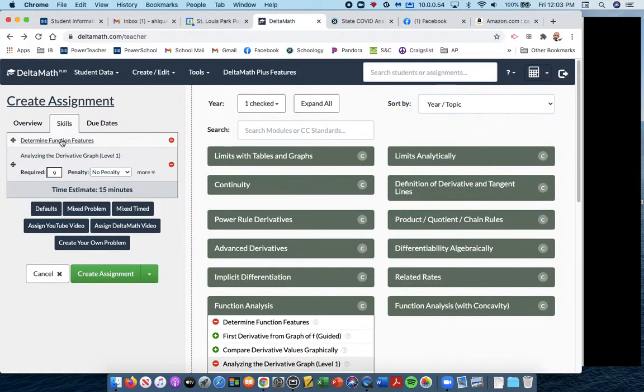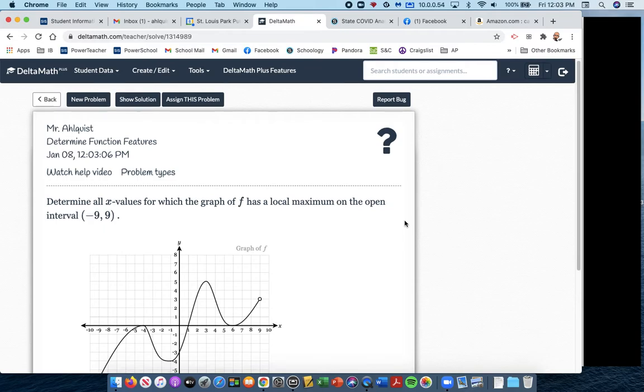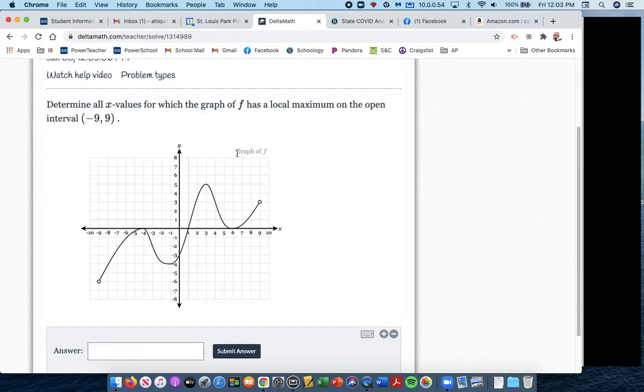So I want you to look at determining these features. We did this yesterday. This is the graph of f. It's really important to note that this is the graph of f. If you don't note that that's the graph of f, you're going to be in a difficult place when you look at this, because you're not going to know what you're looking at. So this is the graph of f. When we're looking for the local maximums on f, remember yesterday we talked about that being peaks in the graph.